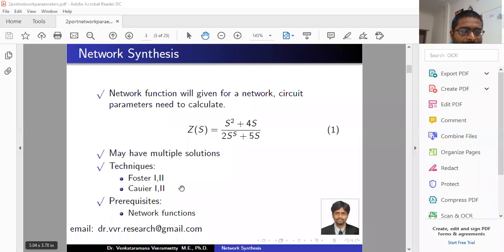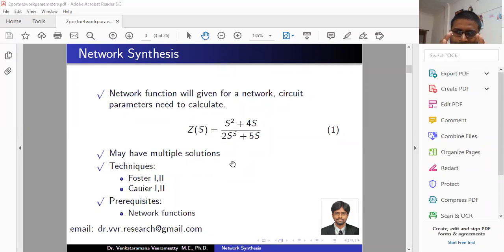There are different techniques, like the Foster method and the Cauer method, which are used to solve network synthesis problems, that is, to design an electric circuit based on the given network function. Whereas in network analysis, whatever technique we use, the response will be unique. It will not change. In network synthesis, we have only one network function, but for different approaches we will get different types of electric circuits. That means we may have multiple solutions in network synthesis, whereas network analysis has a unique solution. Hope you understand that small difference.